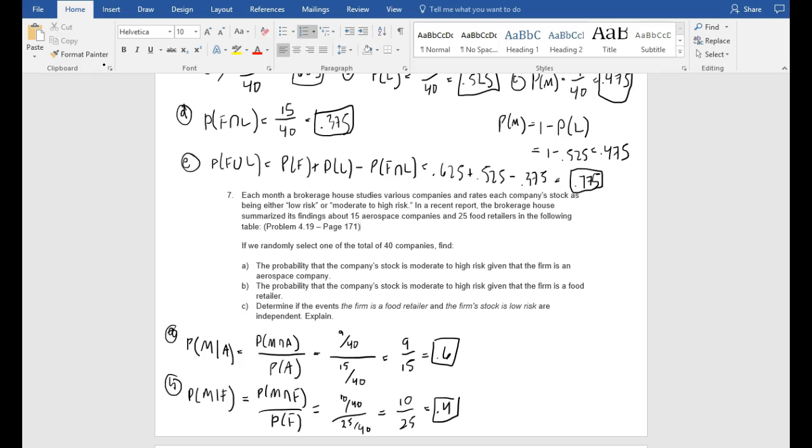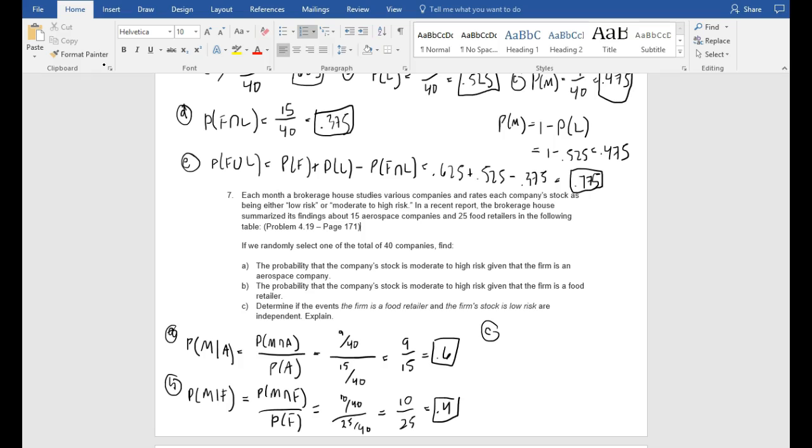And then C, determine if the events, the firm is a food retailer and the firm stock is low risk, are independent. Okay, so this is kind of a separate question. But the easiest way for us to go about this is to check if the intersection is equal to the product of the two marginal probabilities. And we learned that in I think the second video lecture for conditional probability and independence of events.